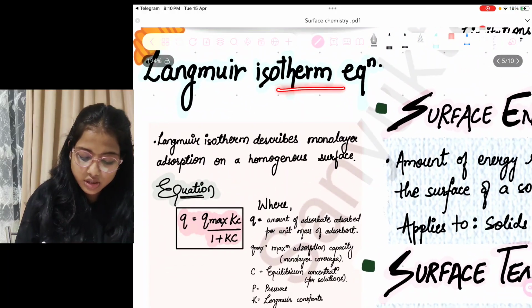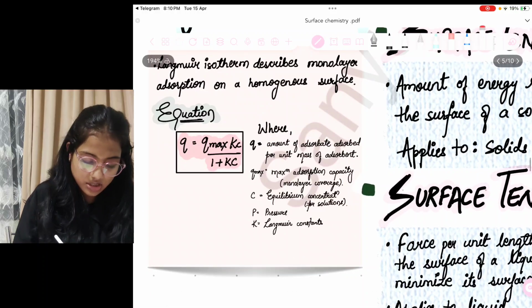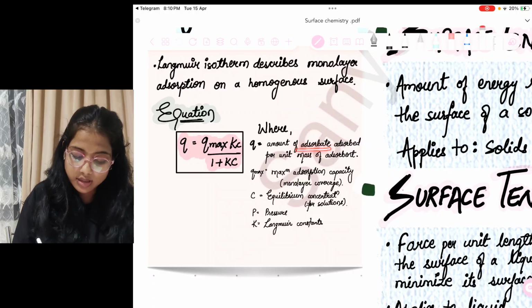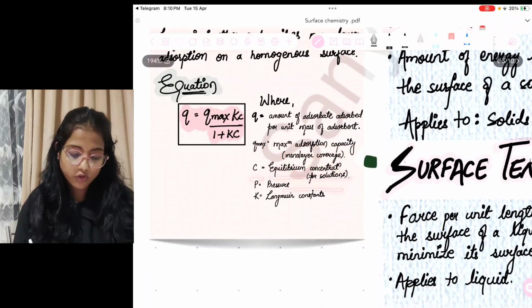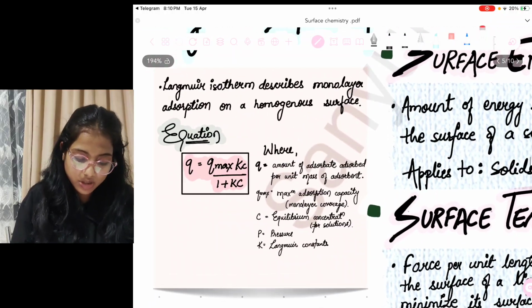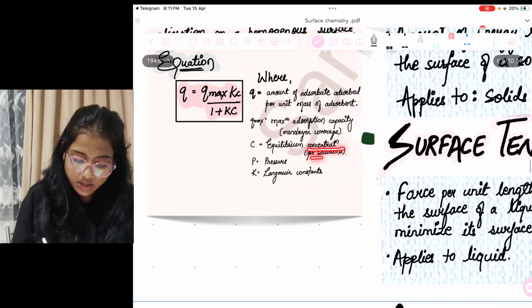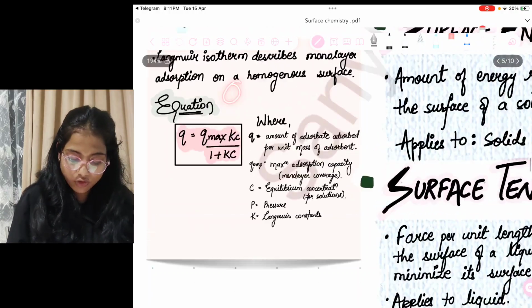Now the Langmuir isotherm equation. Langmuir isotherm describes monolayer adsorption on a homogeneous surface. Its equation is Q equals Q max Kc upon 1 plus Kc. Here Q is the amount adsorbed per unit mass of adsorbent. Q max is the maximum adsorption capacity for monolayer coverage, as Langmuir shows monolayer adsorption. C is the equilibrium concentration for solutions, and P is the pressure. And here K is the constant for the Langmuir isotherm.